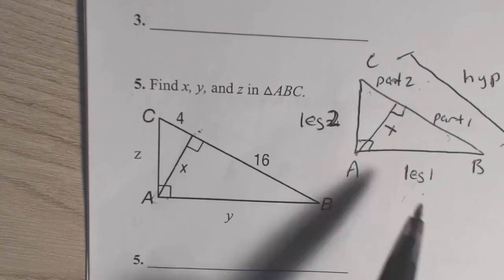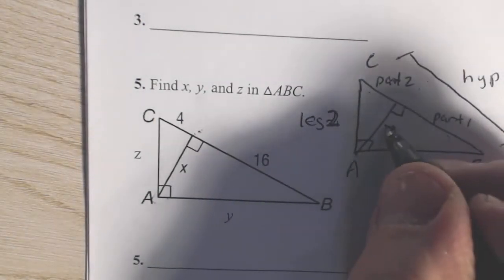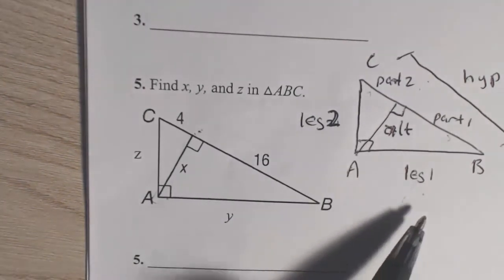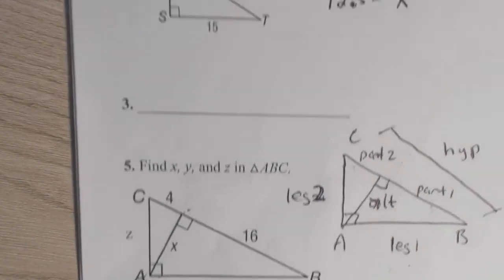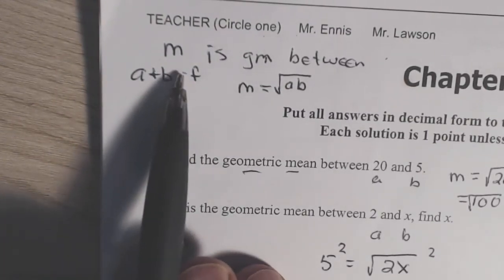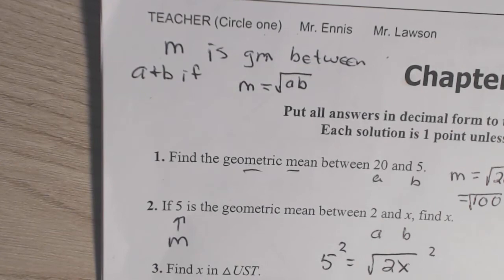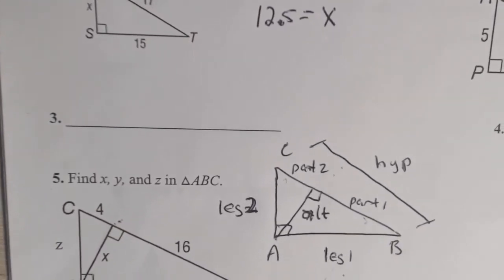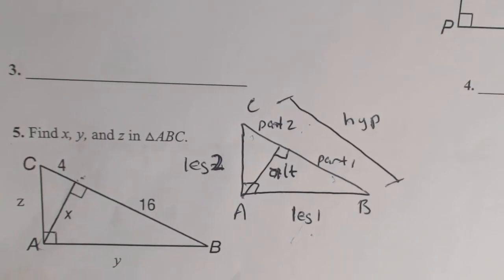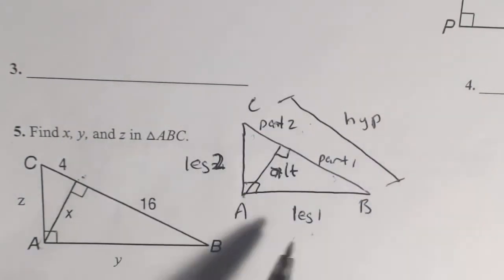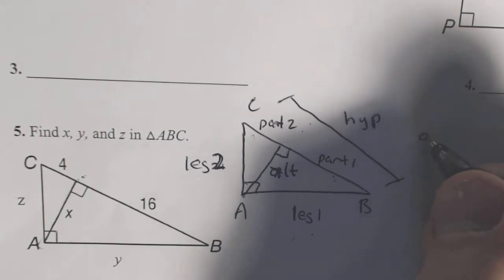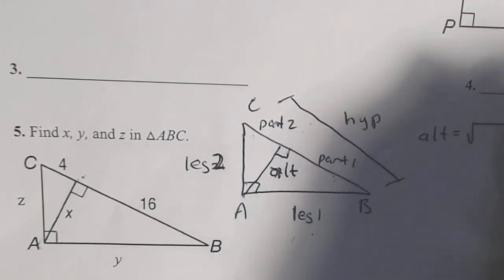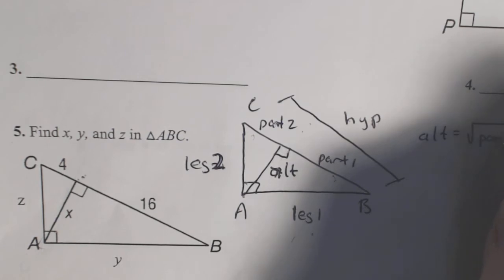Well, leg 1, that's an X. I'm going to write here altitude, because that's what it is. Leg 1, the altitude, and leg 2 are all geometric means in the picture. So that means they satisfy this definition. They're going to be the square root of two things multiplied. In the case of the altitude, it just split this hypotenuse into two parts. The altitude is the geometric mean between those two parts. So the altitude is the square root of part 2 times part 1.